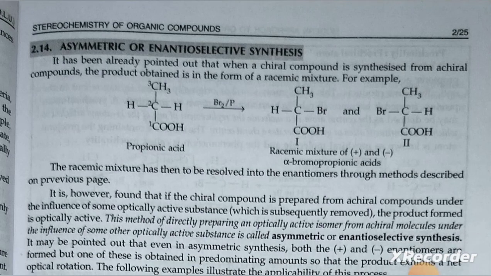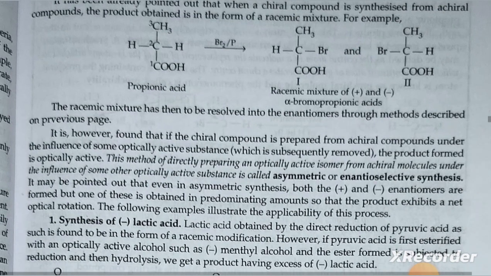Asymmetric or enantioselective synthesis. It has already been pointed out that when a chiral compound is synthesized from an achiral compound, the product obtained is in the form of a racemic mixture. For example, propanoic acid in the presence of Br2 and P gives rise to a racemic mixture of plus and minus alpha-bromopropanoic acid. The racemic mixture has then been resolved into the enantiomers through methods described on previous pages.